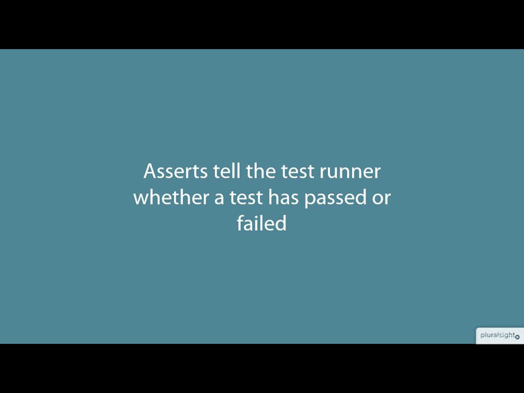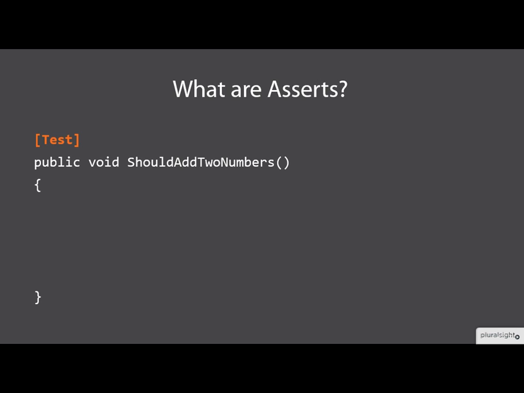We'll be looking at asserts in more detail in the next module, but let's have a quick look at an example. So here we have a test, should add two numbers, and I've just omitted the surrounding test class for brevity. And suppose we're testing the static add method of a calculator here. So we're going to call the calculator's static add method, and here we're passing the values 1 and 2. And here we're using the NUnit assert class to tell the test runner if the test has passed or failed.